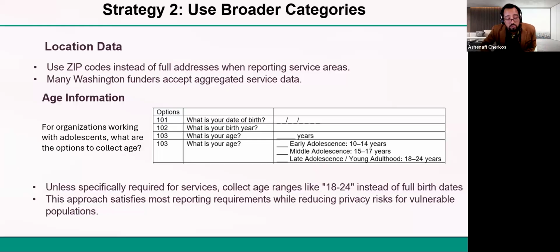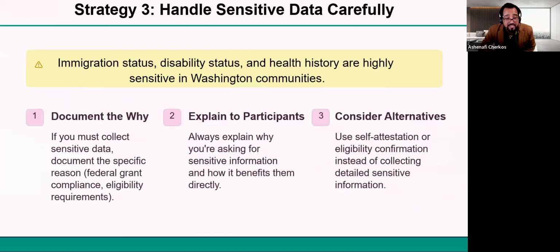The second is to use broader categories, and the third one is to handle sensitive data with extra care. If it is absolutely necessary to collect sensitive data, we should document why we need it, explain to participants how it benefits them, and then consider alternatives like self-attestation. For example, King County's offices now use self-attestation for immigration information, right? So if there is an alternative like self-attestation, it's better to use that than collecting very sensitive information.